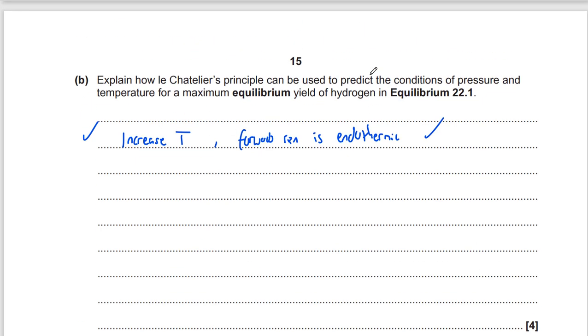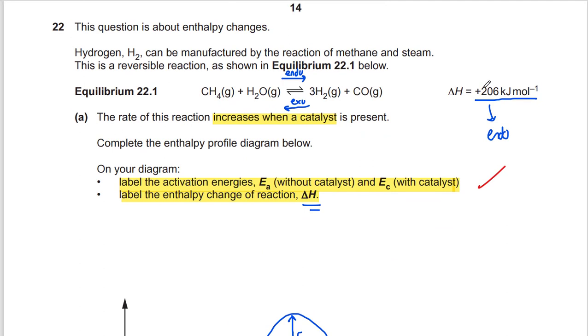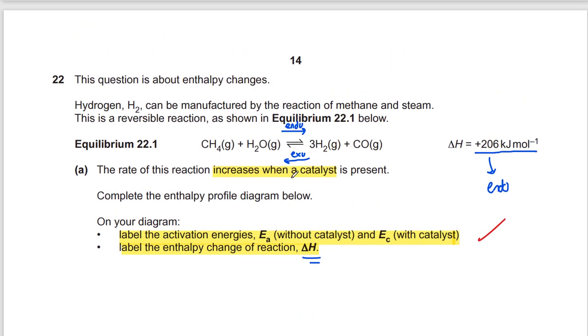Next one then, it needs you to talk about pressure. So we've done temperature, let's just tick that off. Pressure next. So let's go back up to the equation. So for pressure then, we need to count the number of gaseous moles on each side. So on the left-hand side, we've got 1 mole of CH4, 1 mole of H2O, so 2 moles of gas. On the right-hand side, 3 moles of hydrogen, 1 mole of CO, so 4 moles of gas. So we've got more on the right than we have on the left. So we need to make it go to the side with more moles of gas.